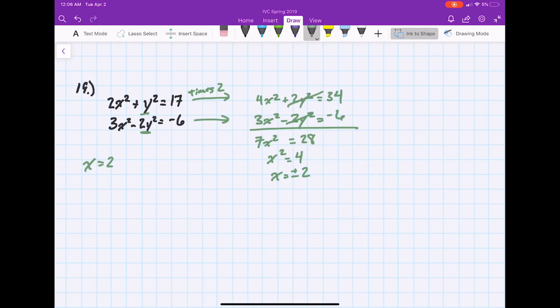So we will try and figure out for x equals 2 first. I'm just going to use this formula. I'm going to plug in 3, and I'll plug in my 2, positive 2, minus 2y squared equals negative 6. Now I'll solve for y, and this is going to be 12 minus 2y squared equals negative 6. Subtract 12 from each side. I'm going to get negative 2y squared equals negative 18. Then I'm going to divide by negative 2. So y squared is equal to 9. And that's going to mean my y is equal to plus or minus 3.